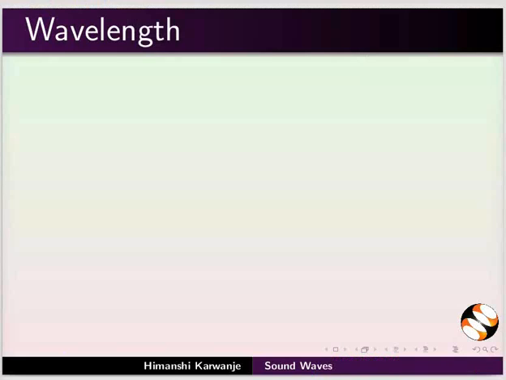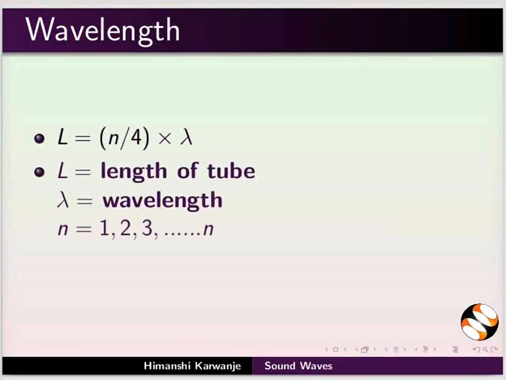Mathematically, we can write L equals n by 4 of lambda. Here, L is length of the tube and lambda is the wavelength. n can take values from 1 to n. By rearranging the equation, we can write this as lambda equals 4L upon n.